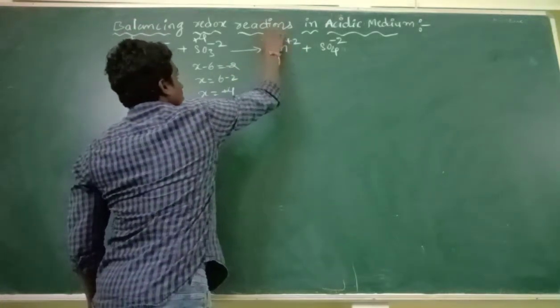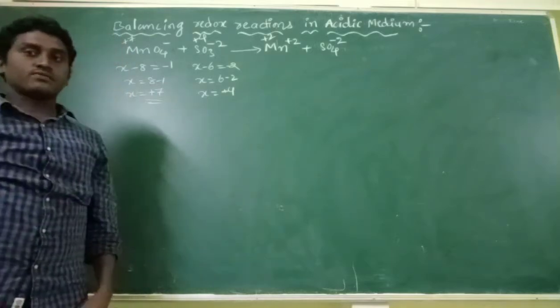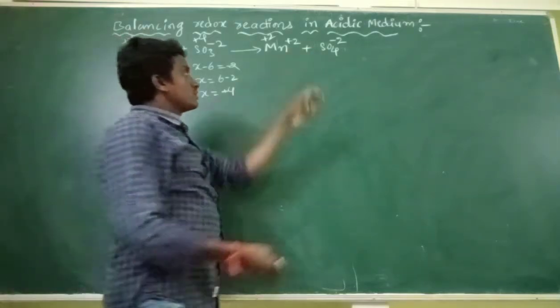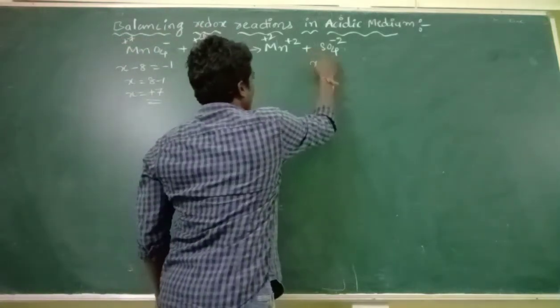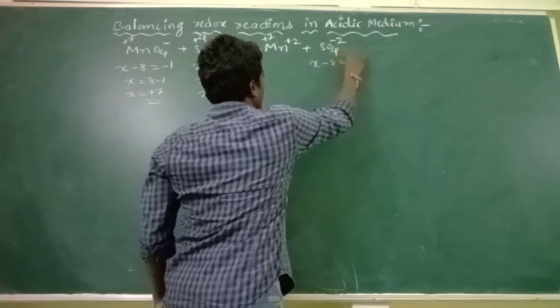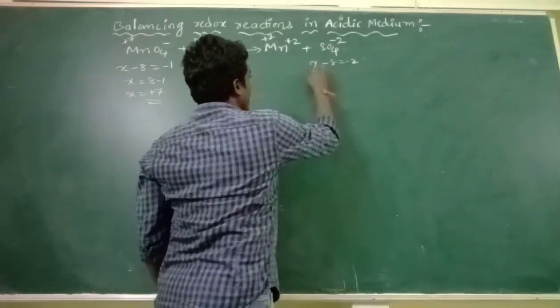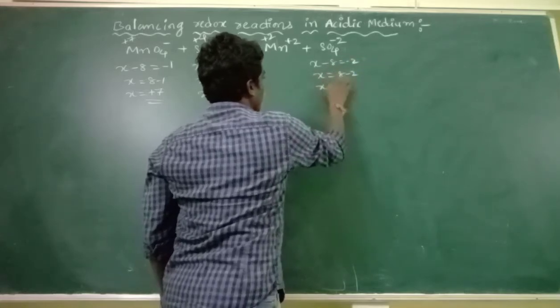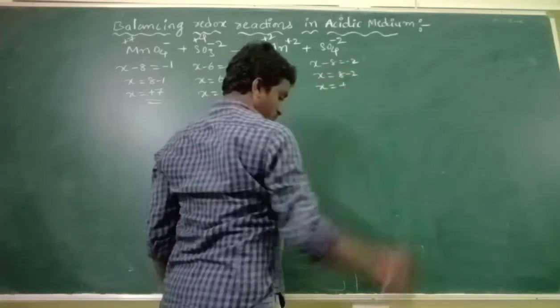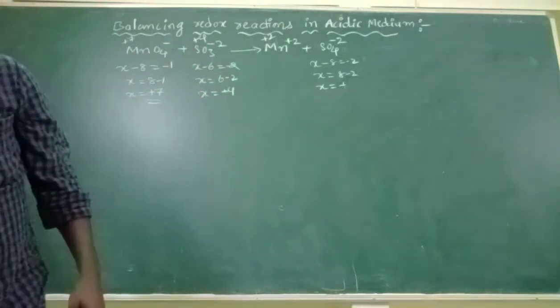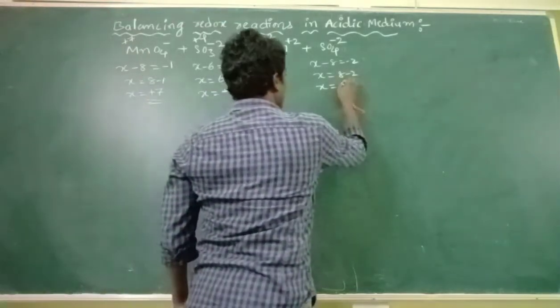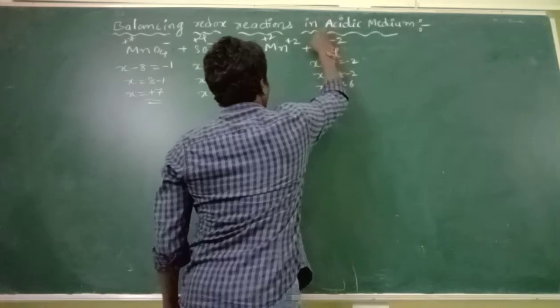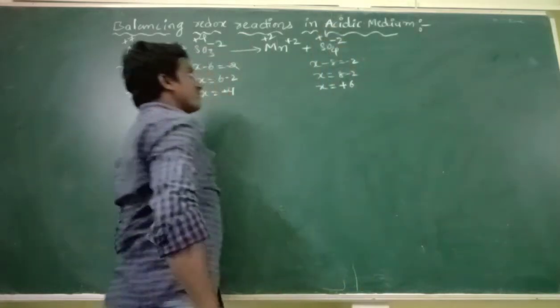Here +2 is the oxidation state of the manganese. And now sulfur is taken as X, X - 8 is equal to -2. Here X is equal to 8 minus 2. Now X is equal to +6. Here the oxidation number of sulfur is +6.